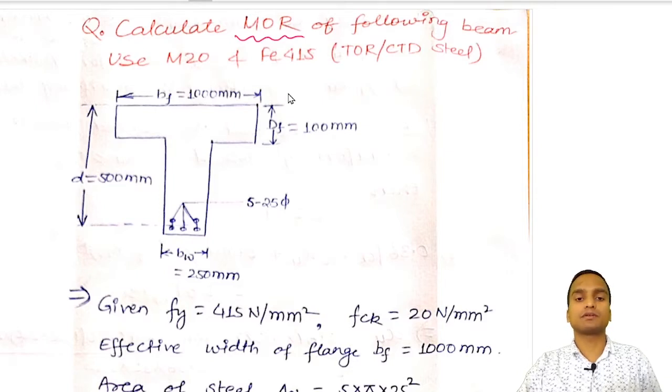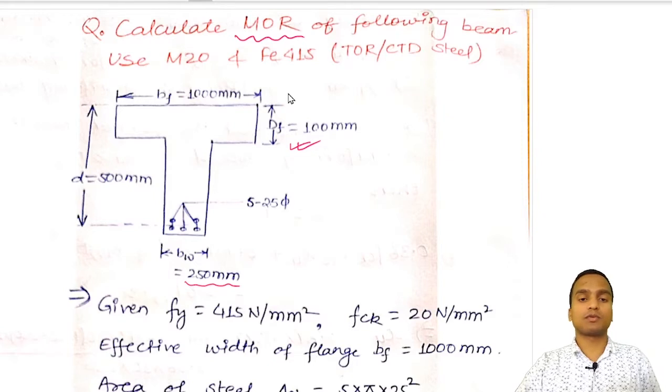dimension values, like Df is equal to 100 mm, so the depth of flange is 100 mm, and the width of the beam in the web portion bw is equal to 250 mm, and effective depth small d is equal to 500 mm. Here the effective width of flange bf is already calculated, and bf is equal to 1000 mm, so we need not calculate the effective width of flange in this case.